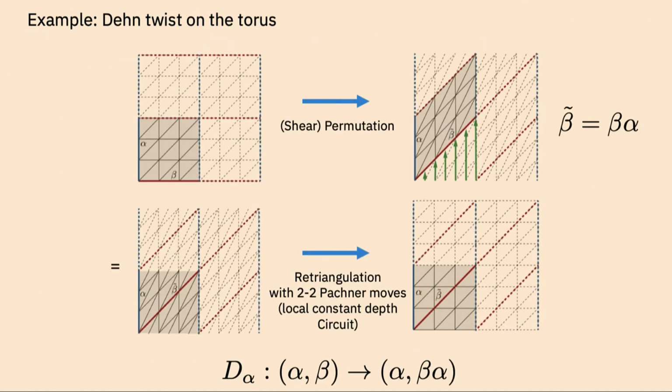As an illustration, we consider doing this on a torus, where we represent the torus by a square patch with periodic boundary condition, where the opposite sides are identified. We can apply a shear map to permute the vertices and edges upward, in one step. Because of the periodic boundary condition, it's equivalent to the same surface where the horizontal loop beta is mapped to the twisted loop beta alpha. That's exactly a Dehn twist. The only thing we need to do is to retriangulate back to itself. That's just one step of two Pachner moves on each of the 2 triangles in parallel.